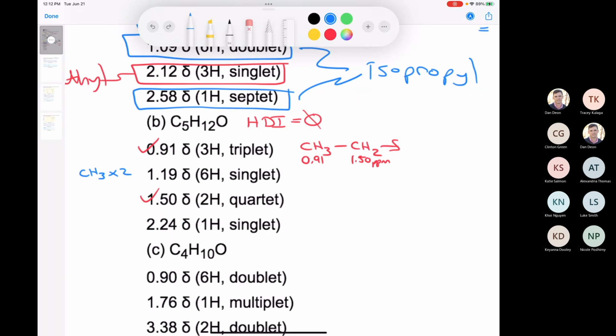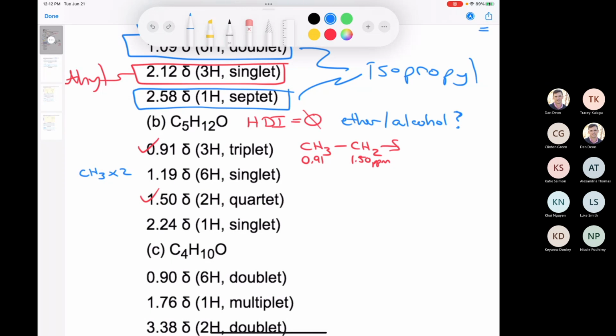Now, if we look at this molecular formula, we have C5H12O, we have an HDI of 0. So that means the only possible functional groups that we could have are either an ether or an alcohol. Is this an ether or an alcohol? Well, let's count up the number of carbons. We have 1, 2, 3, 4. We need a fifth carbon. So we need to have a fifth carbon somehow.